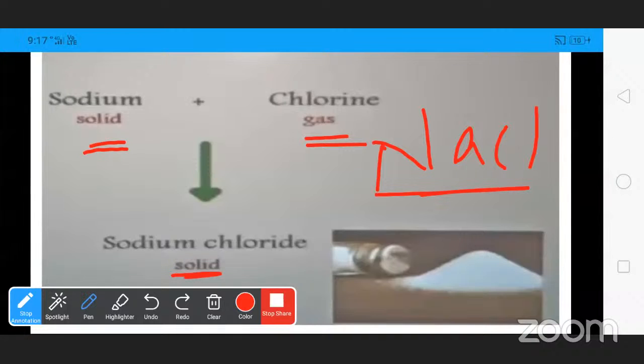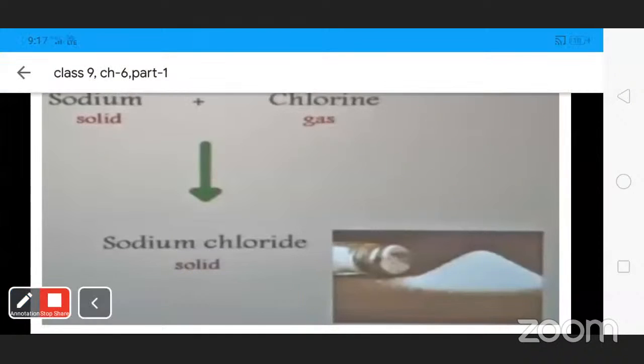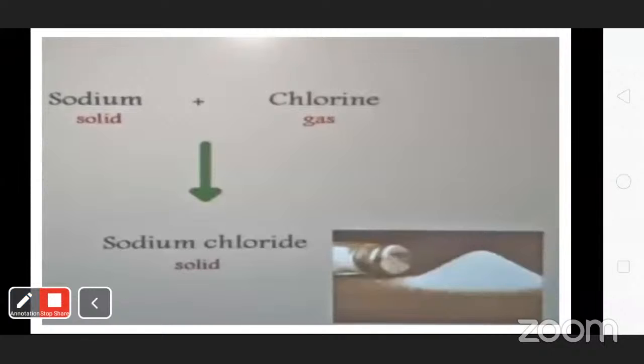Sodium chloride is the common salt which we use at home. So here the composition is fixed, sodium chloride. Once this sodium and chlorine combine together, we cannot separate the sodium and chlorine from that salt, sodium chloride. Is it possible to separate the sodium and chlorine from the sodium chloride? No, we cannot. So this is also one of the pure substances.